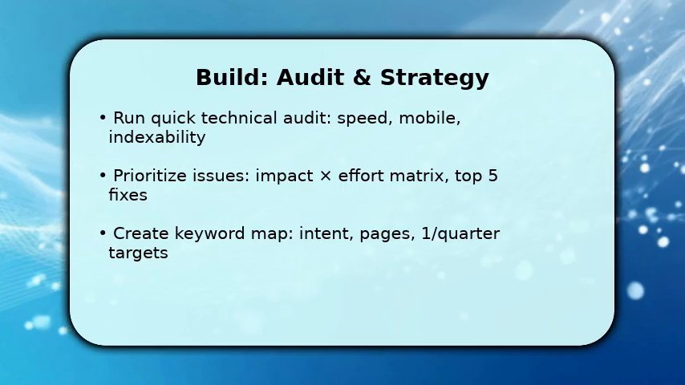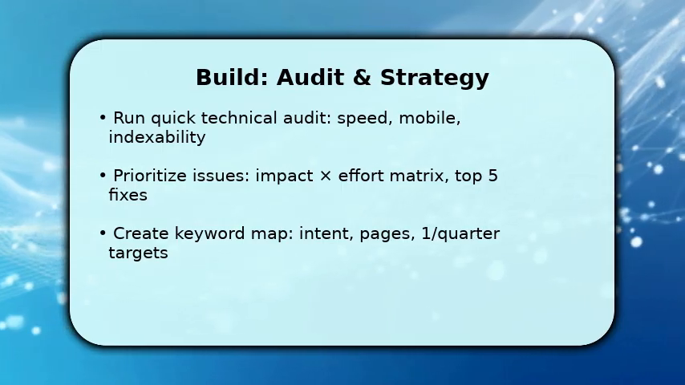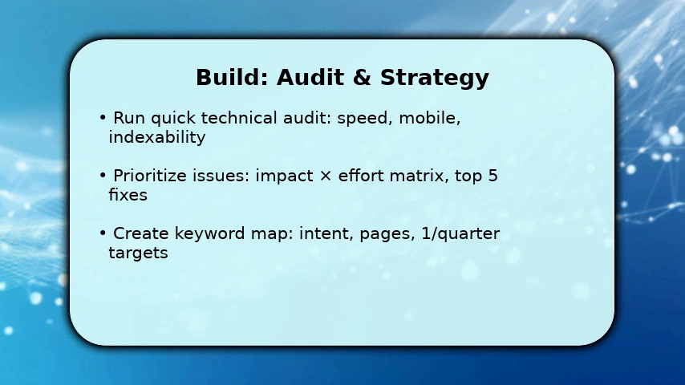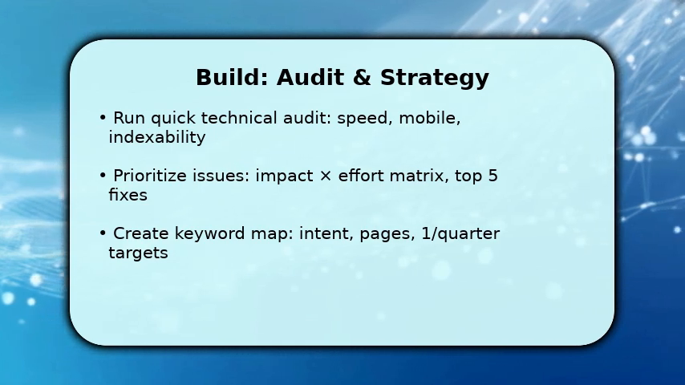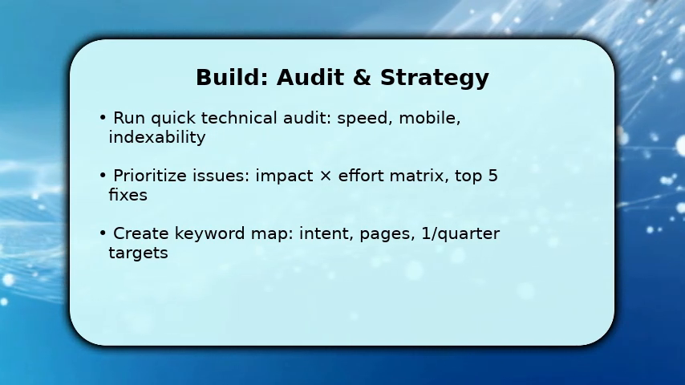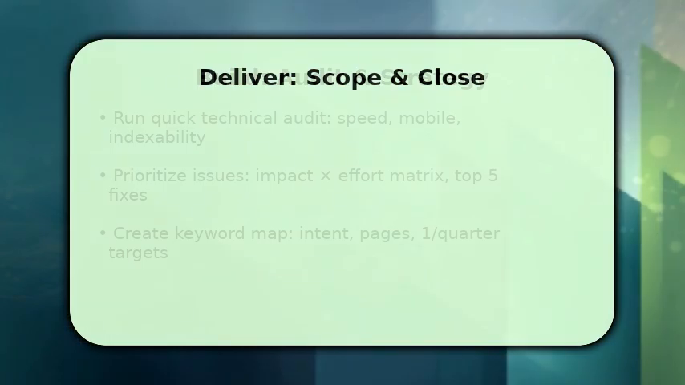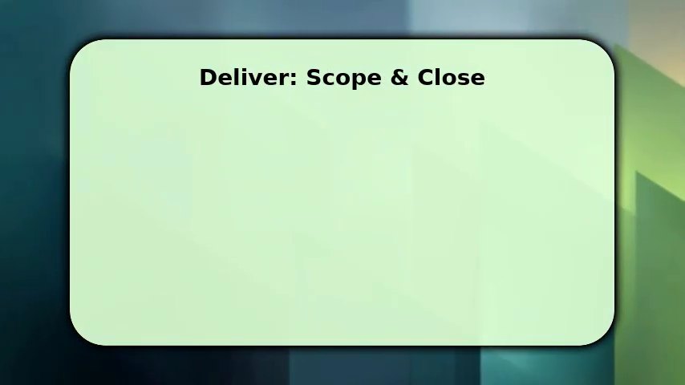Once that's clear, map keywords to pages by user intent and set quarterly targets so work aligns with business cycles. Explain why each fix moves the needle and estimate hours. You finish by turning strategy into a clear, executable scope so the client can approve quickly.